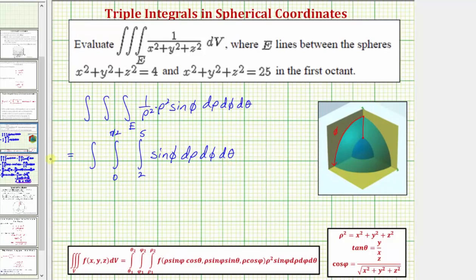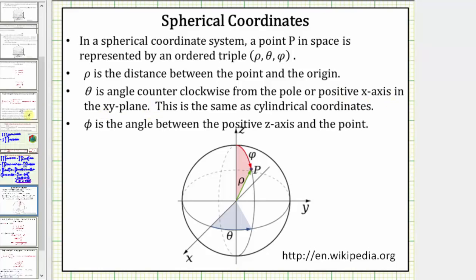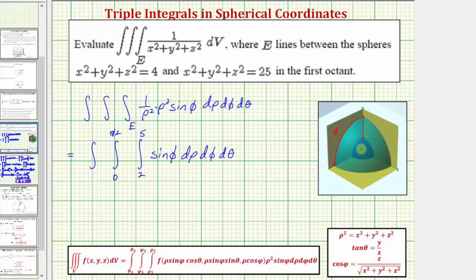And then finally for theta, in spherical coordinates, theta is the angle counterclockwise from the pole or positive x-axis in the xy plane. So again, to trace out this solid in the first octant, angle theta would start here along the positive x-axis and rotate here to the positive y-axis. So from here to here, theta would be from 0 radians all the way to pi over 2 radians, which gives us the limits of integration for theta from 0 to pi over 2. Now let's evaluate this triple integral on the next slide.